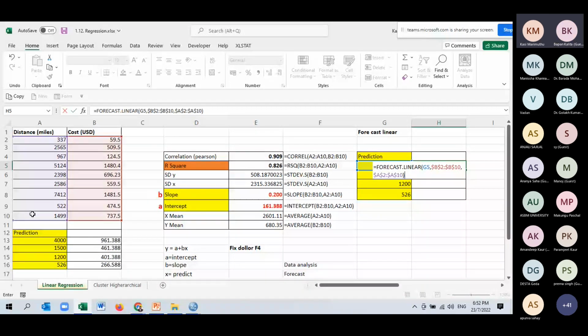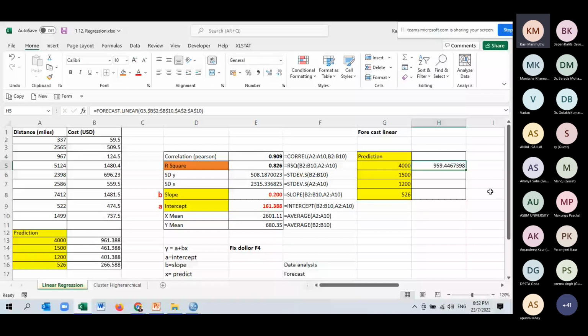Just enter. Slight differences are there, no worry. 959, due to the decimal differences. Have you got the answer? Sir, X will be distance in miles, 4,000. Yes, X is 4,000, sir. Shall I repeat otherwise?